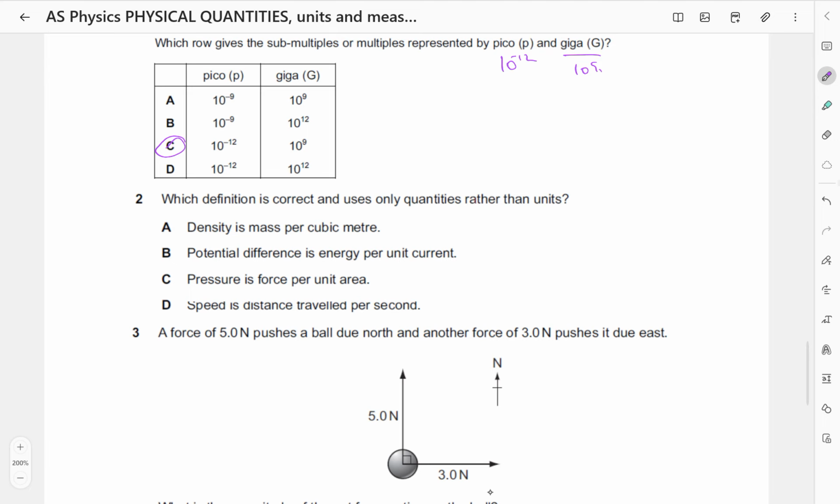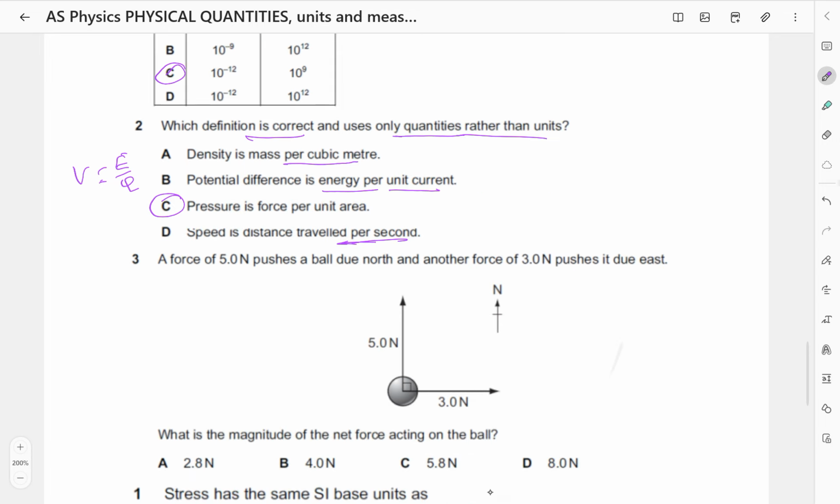Which definition is correct and uses only quantities rather than units? Only quantities but not units. Density is mass per cubic meter, that is a unit. Potential difference, energy per unit current, not at all. V is energy per unit charge. Pressure, force per unit area. So the answer is going to be C. Speed is distance per second. They said there should be no units. So it is pressure, which is force per unit area.